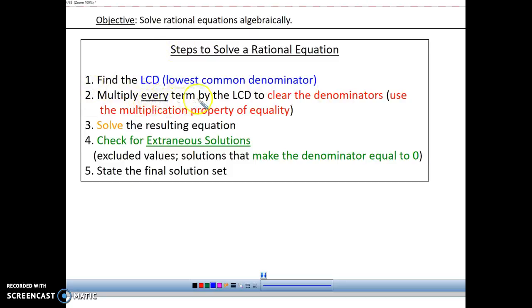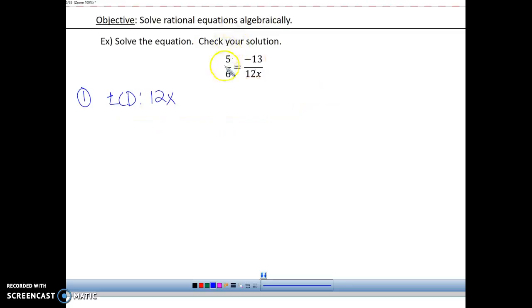Step 2 is multiply every term by the LCD. So I need to take my original equation and multiply by the LCD.